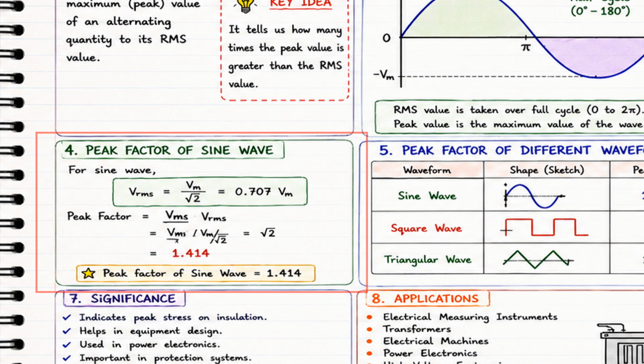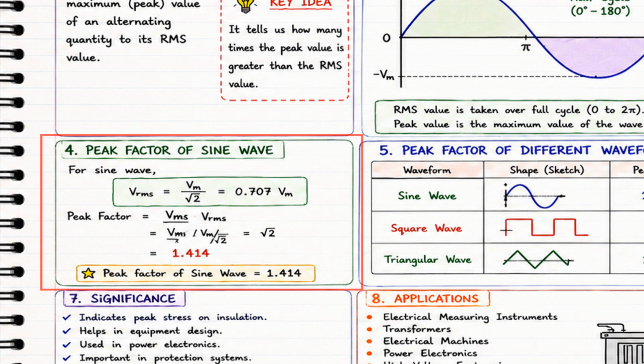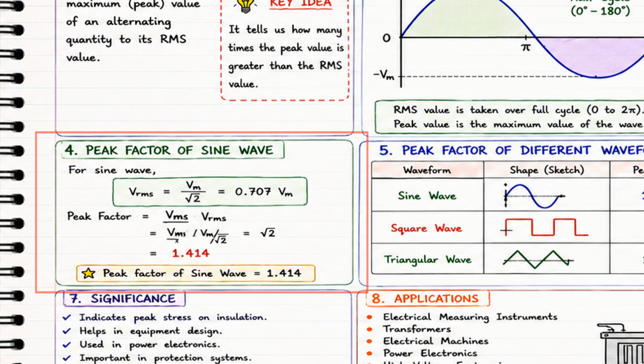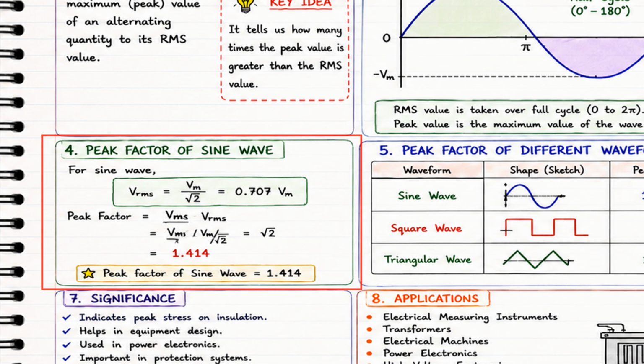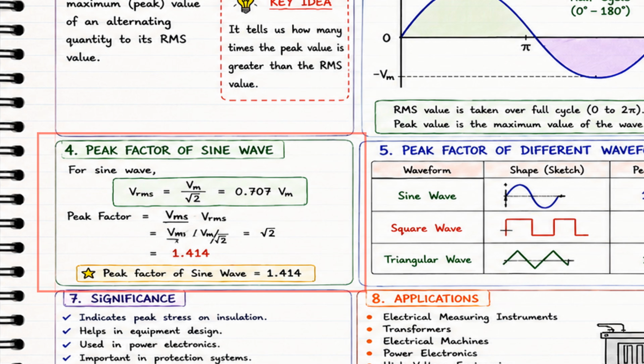Now look at section number 4, the peak factor of a sine wave. This part is very important. In a sine wave, we know that the RMS value is equal to the peak value divided by the square root of 2. If we substitute this relationship into the peak factor formula, the result becomes the square root of 2. Its numerical value is approximately 1.414. So you should remember that the peak factor of a sine wave is always 1.414.